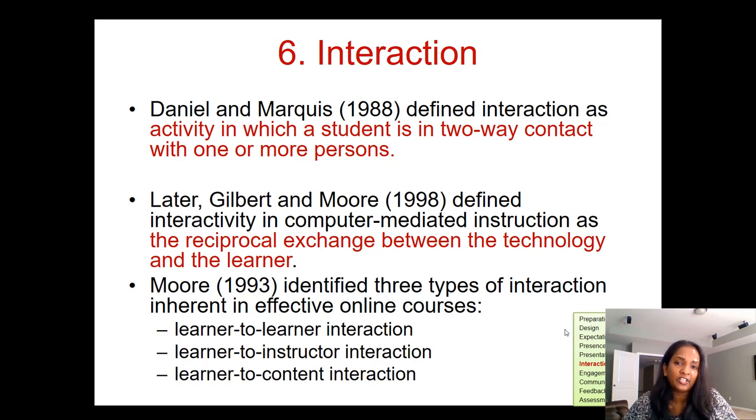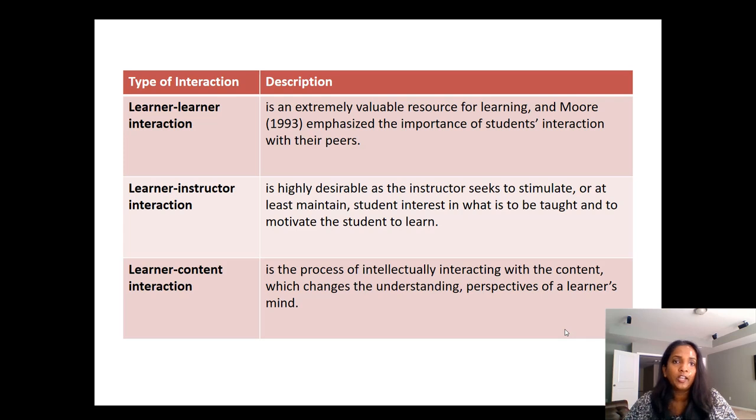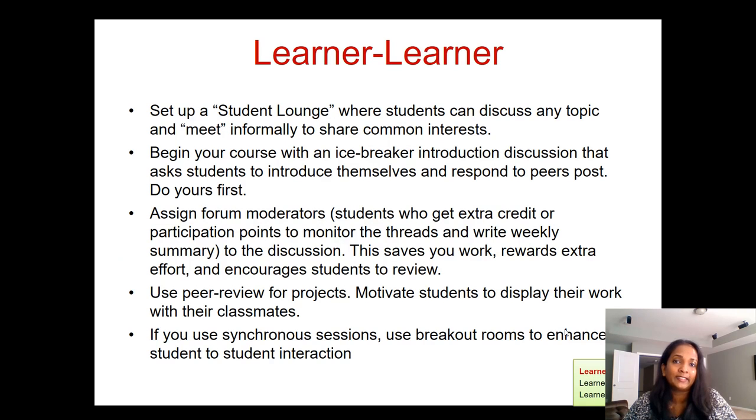Moore came up with three types of interaction: learner to learner, learner to instructor, and learner to content. Learner to learner is anytime you get to engage in conversation with your peers. Learner to instructor is with the instructor, and then with content. So those are the three types of interaction, and all three are very critical in an online setting. So how can you achieve some of these interactions?